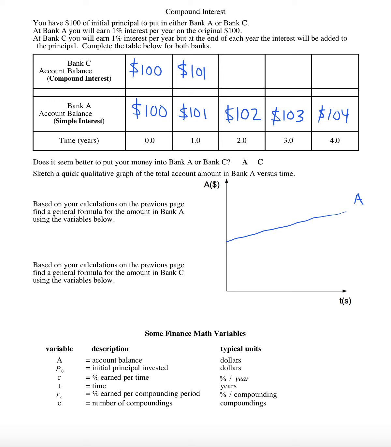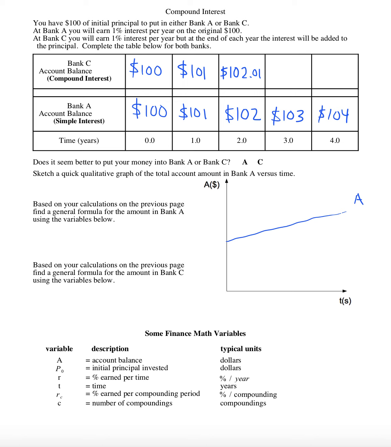You're going to continue to earn 1% per year, but it's not calculated on the initial $100 anymore. It's calculated on the new principal of $101. So go ahead and calculate what 1% of $101 is, and then add that to the $101. 1% of $101 is $1.01. So if you add that to the 101, you get this, 102.01.